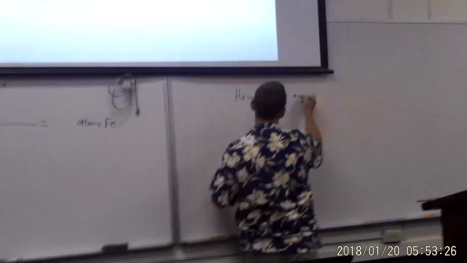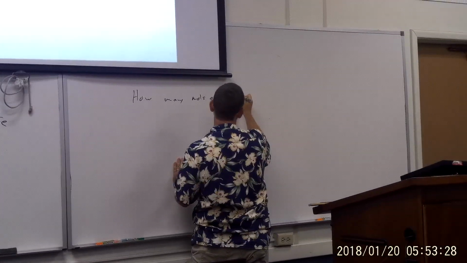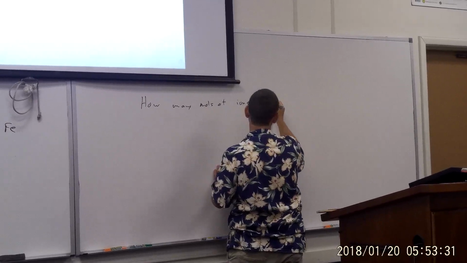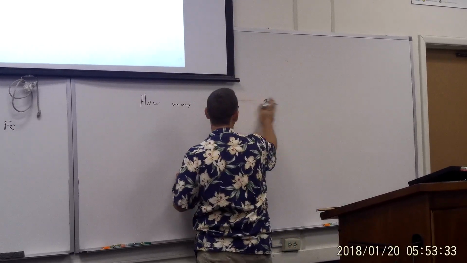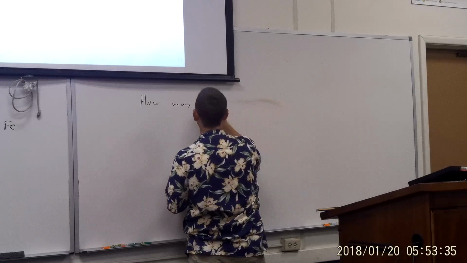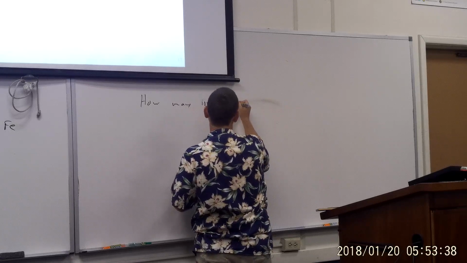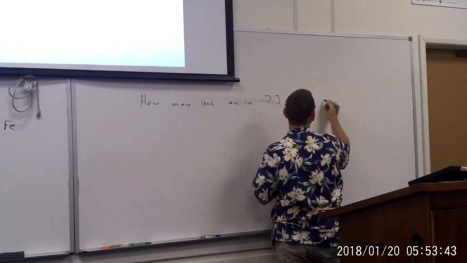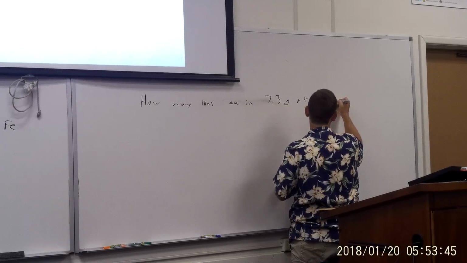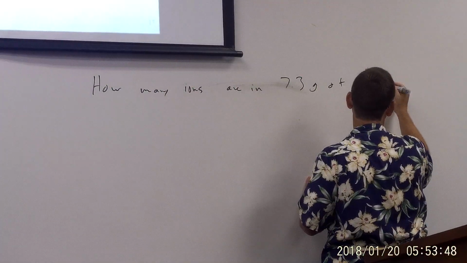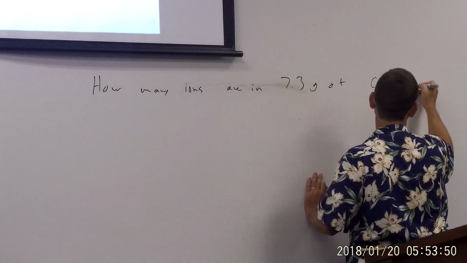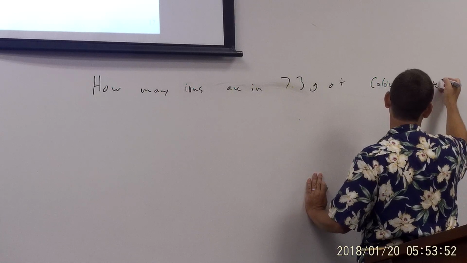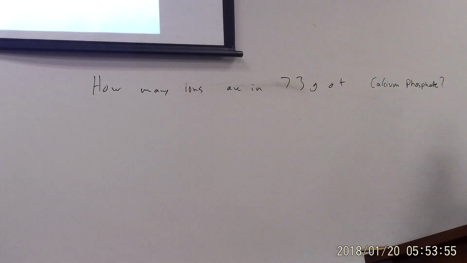How many ions are in 7.3 grams of calcium phosphate? There we go. How many ions are in 7.3 grams of calcium phosphate?